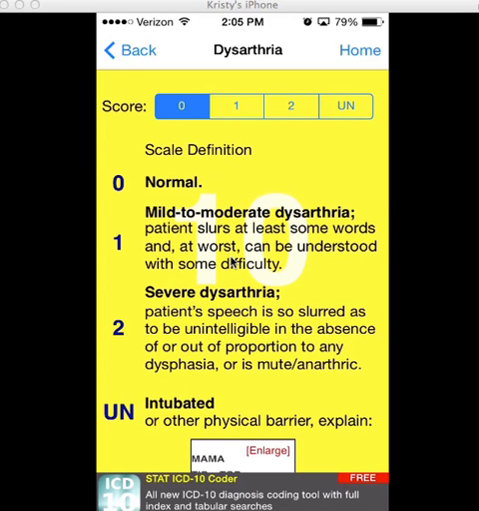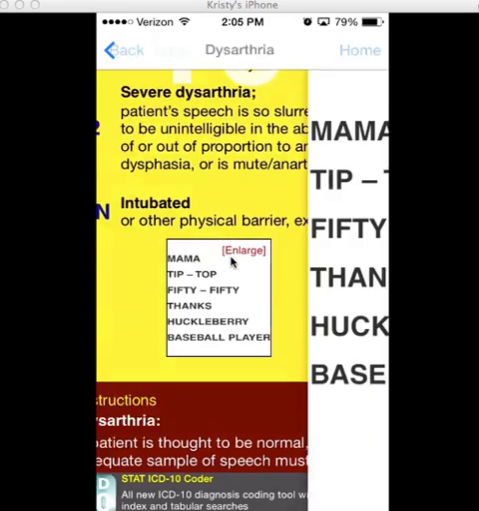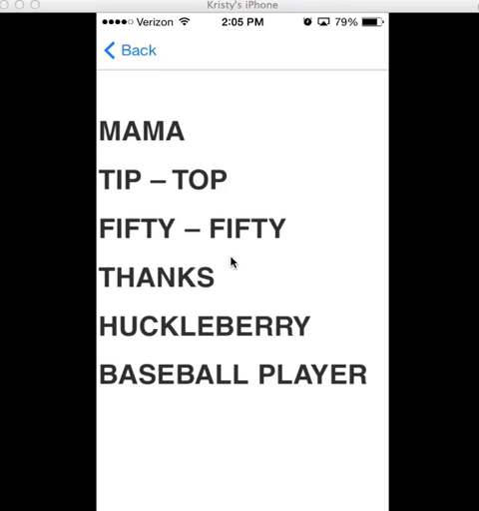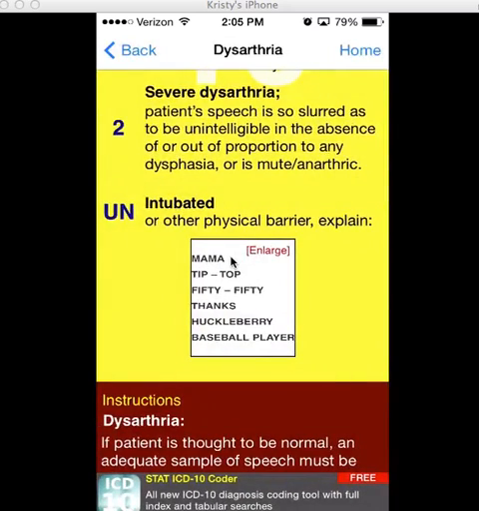This item is evaluated by having the patient say the following words: Mama, Tip Top, 50-50, Thanks, Huckleberry, and Baseball Player. You can either have the patient read these words or you can just have them repeat back to you.